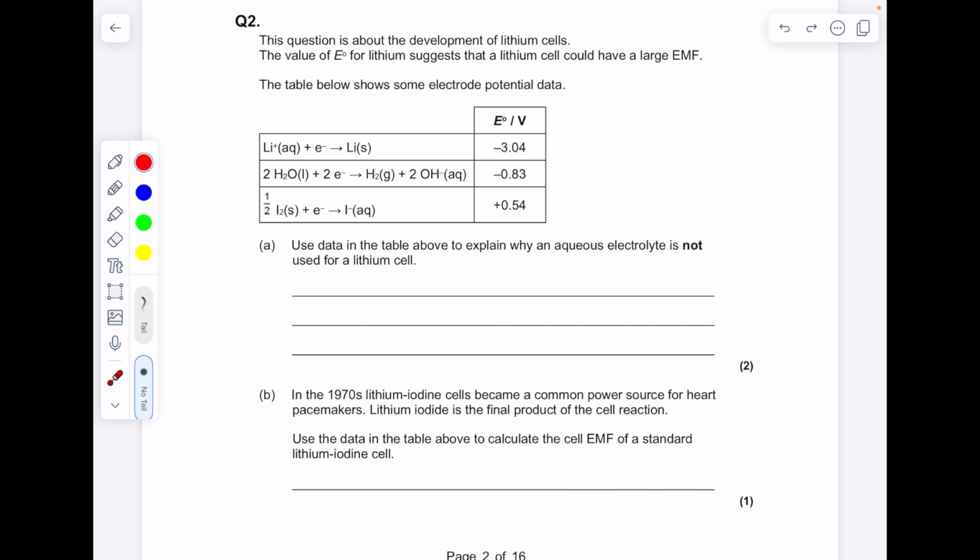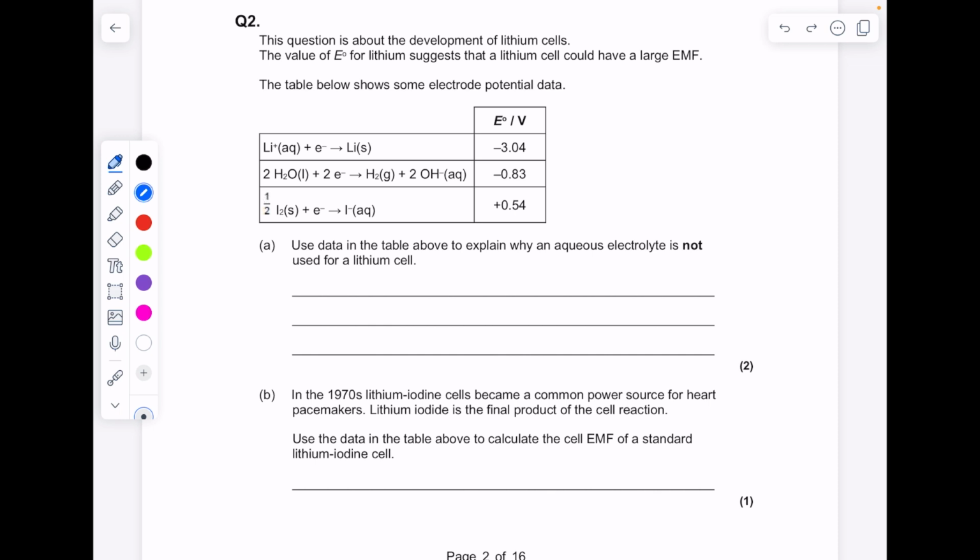Question 2. This question is about the development of lithium cells. The value of E theta for lithium suggests that a lithium cell could have a large EMF. The table below shows some electrode potential data. Use data in the table above to explain why an aqueous electrolyte is not used for a lithium cell.